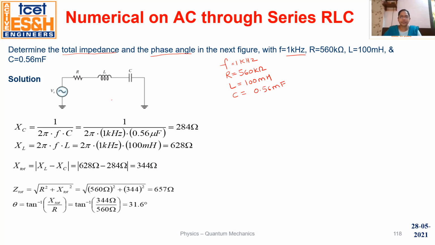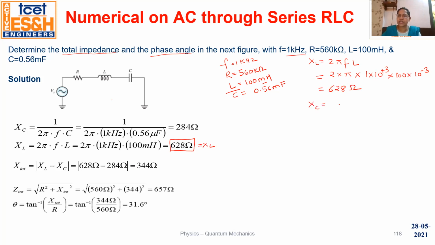So see here, as per the formula, XL is equal to 2 pi FL. 2 multiplied by pi, F is given, that is 1 kilohertz. It means 1 into 10 to the power 3 multiplied by L. L is 100 millihenry. Milli means 10 to the power minus 3. When you write this equation, we will have 628 ohm is equal to XL. So XL is nothing but 628 ohm.